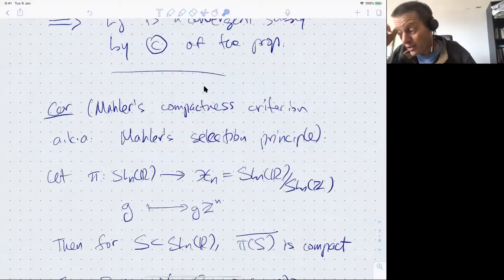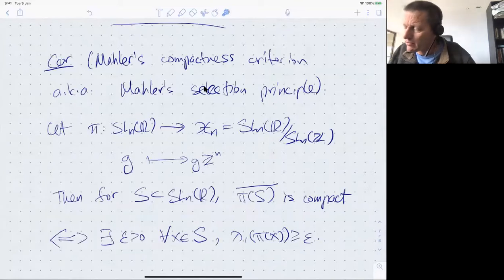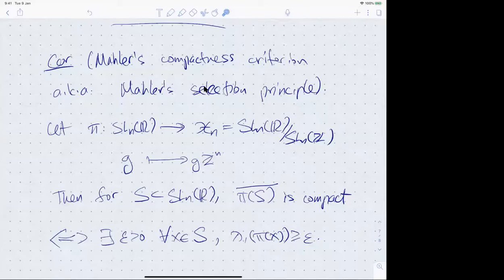So the previous proposition says that the only reason not to have a convergent subsequence is for lambda 1 to go to 0. And so if I don't allow lambda 1 to go to 0, then I don't have convergent subsequences. Okay, and because the previous proposition was if and only if, this is also if and only if. Questions about this? Does Mahler's theorem have a generalization to lattices which are not in Rn?